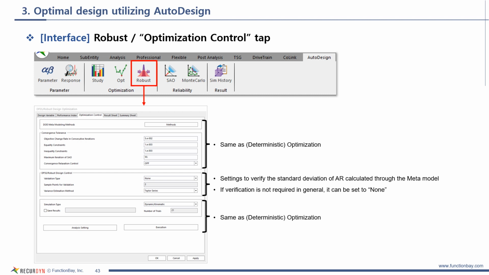The DFSS option allows the validation of the meta model by comparing the standard deviation obtained from the meta model with the standard deviation obtained from the actual model. The default value is none, which means this procedure is not performed. If it is set to a value other than none, additional analyses for validation are performed for the number of sample points specified in sample point for validation, in addition to the SAO process. Therefore, it is recommended to keep the default value of none unless necessary.